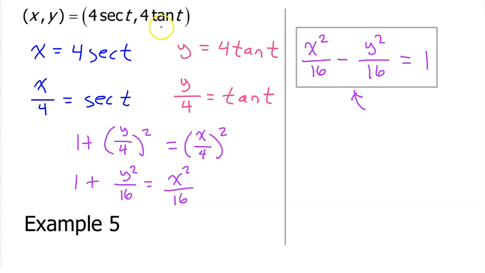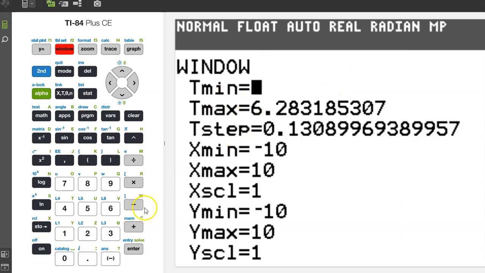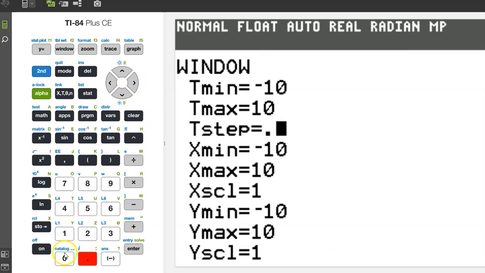Let's do that now. This is my 4 secant t and my 4 tangent t. There is no secant button, so I had to do 1 over cosine. And no, that is not the same as this inverse cosine. This is like arc cosine, which is completely different. So this is how you would have to type it in. Under the window, I'm going to let my t-min go from -10 and my t-max go to +10 with a t-step of 0.05. Let's see what we get.